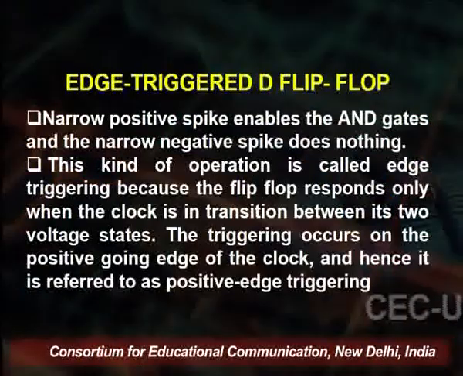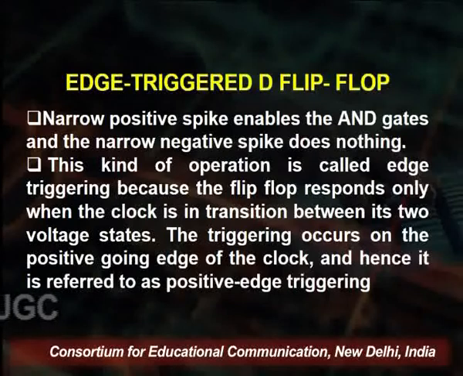This exponential charging actually produces a narrow positive voltage spike across the resistance. Later, the trailing edge of the pulse results in a narrow negative spike. So the positive spike is the rising edge and the narrow negative spike is the falling edge. The narrow positive spike enables the AND gates and the narrow negative spike does nothing. This kind of operation is called edge triggering because the flip-flop responds only when the clock is in transition between its two voltage states.